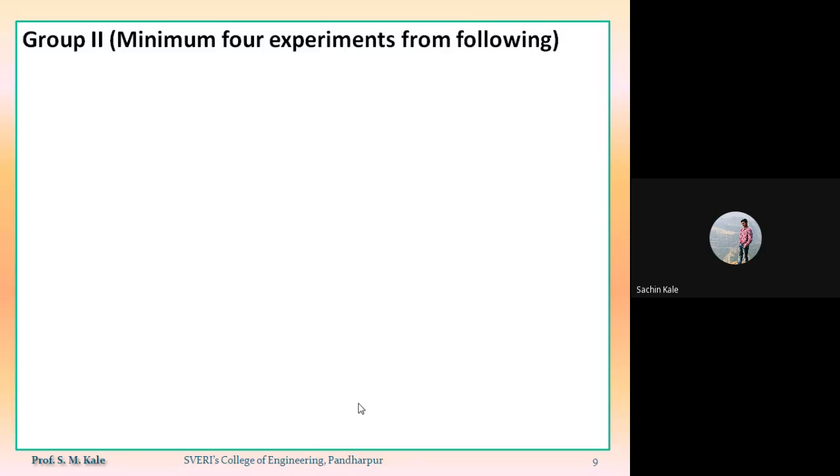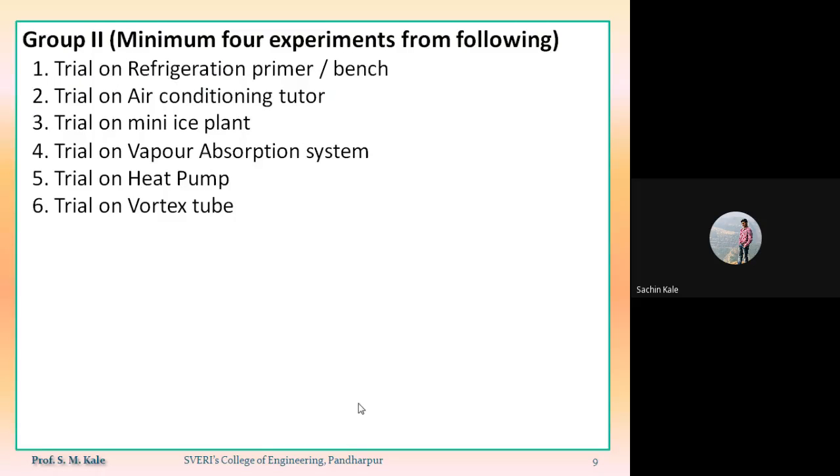So here for this performance type of experiment, with the help of equipment, we have to perform the experiment, and after performing the experiment we have to take the reading, and based on that reading we have to come to the conclusion of that experiment. So here also 6 experiments are there. Out of those 6 experiments, minimum 4 experiments as a part of curriculum we have to perform.